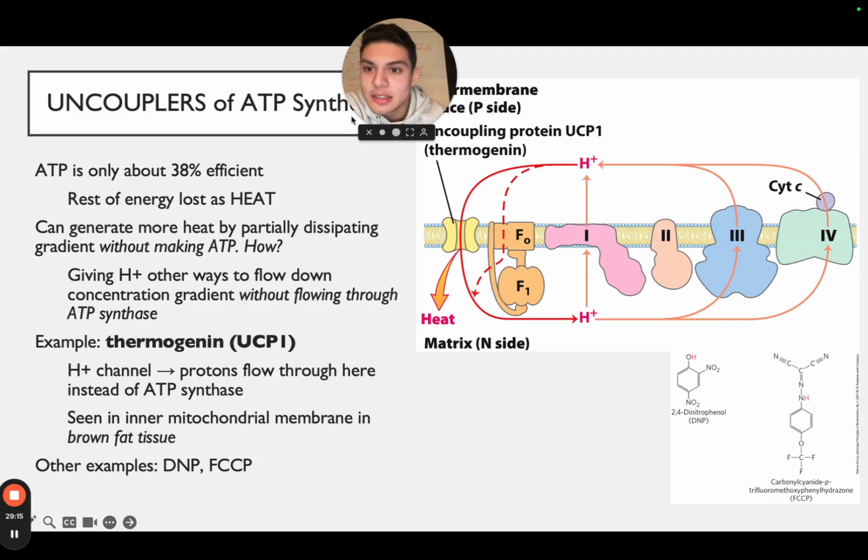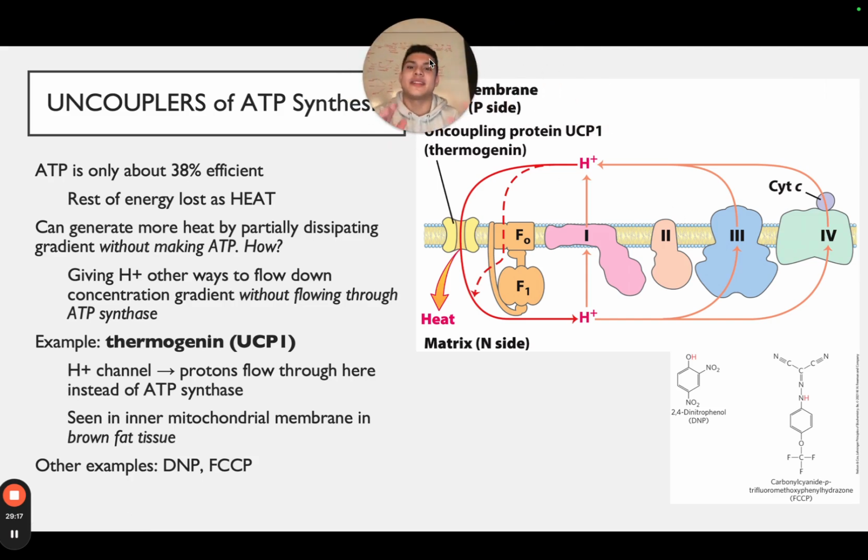So moving on. Let's talk about uncouplers of ATP synthesis. So we know that ATP synthase is not 100% efficient, and there is actually an evolutionary reason why. ATP synthesis is only about 38% efficient, and the rest of the energy is lost as heat. And we can generate more heat by partially dissipating the gradient without making ATP. And how can we do that? Through uncoupling proteins, one example of which is thermogenin, and they're usually called UCPs. And what these do is they essentially open, and the protons are able to flow down their concentration gradient. And what ends up happening is we generate heat.